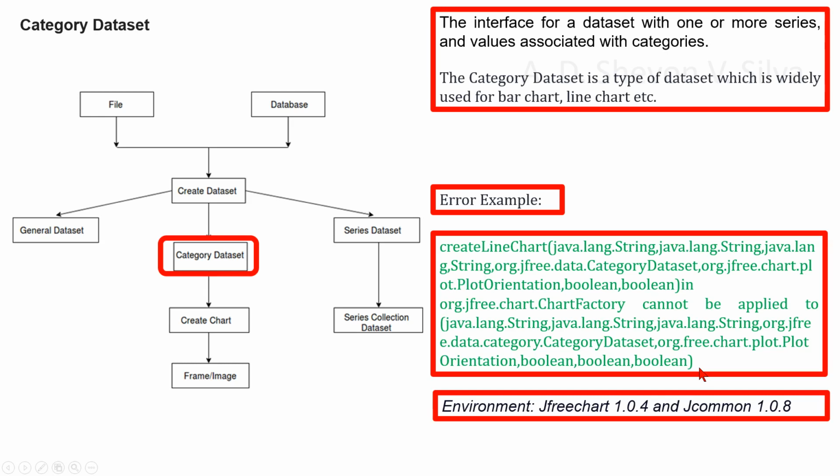createLineChart(String, String, String, CategoryDataset, boolean, boolean, boolean) in ChartFactory cannot be applied to (String, String, String, CategoryDataset, PlotOrientation, boolean, boolean, boolean).